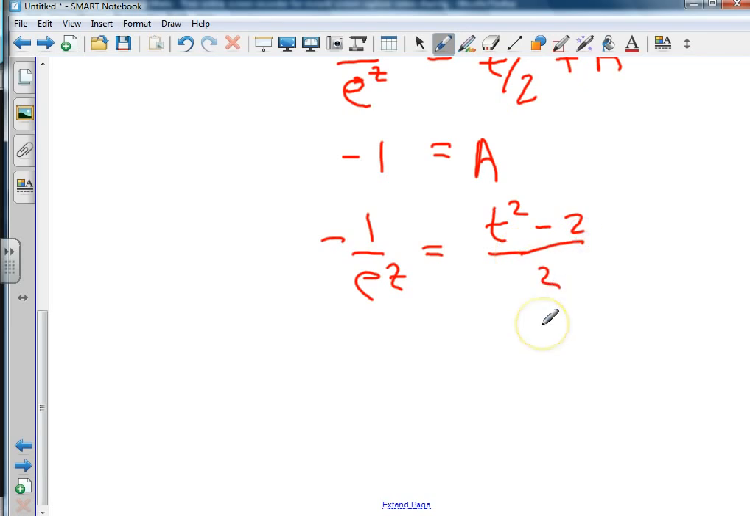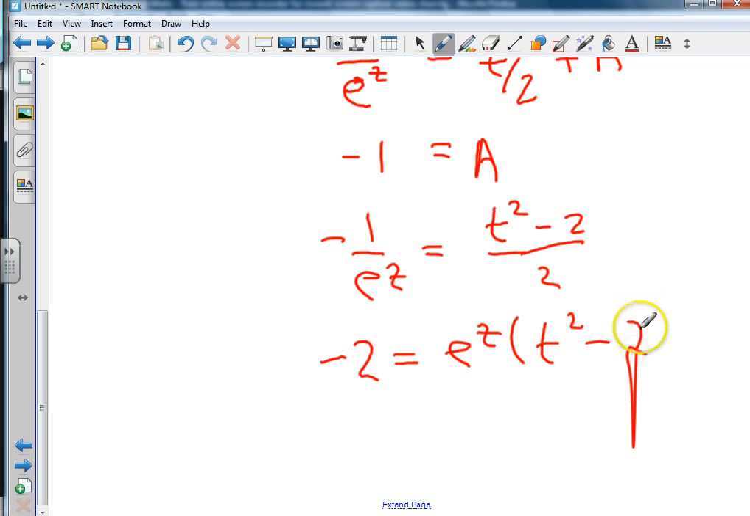And now cross multiply and try to get the z alone. Negative 2 is e to the z times t squared minus 2. Yeah, that was good.